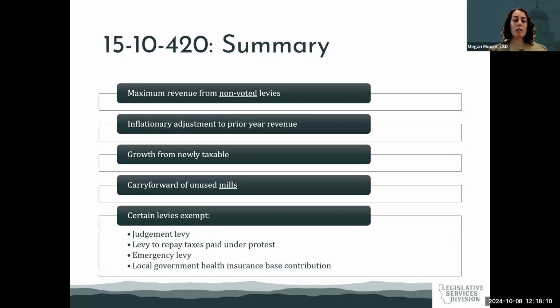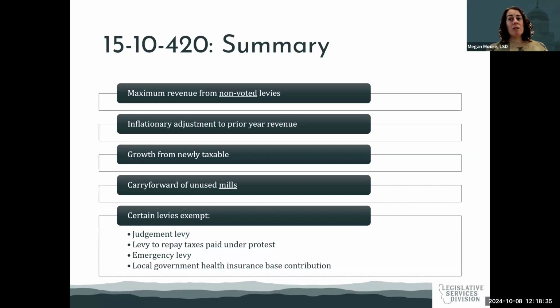are carried forward, and depending on what happens with the taxable value of a jurisdiction, when those mills are levied in a future year, they could be worth more or less than they were worth in the year in which they were not used. Finally, there are certain levies that are exempt from 1510-420. The list here is not exhaustive, but I think this is some of the more common ones.